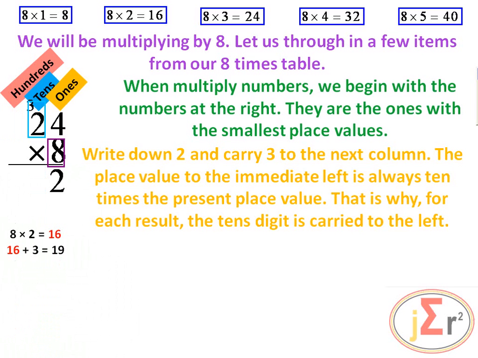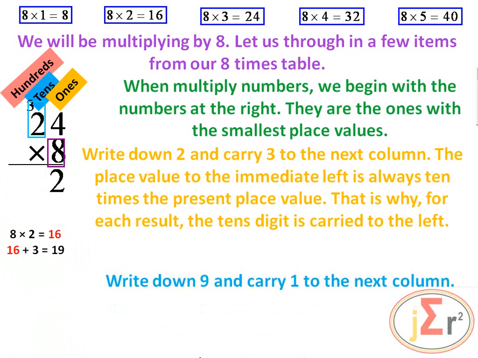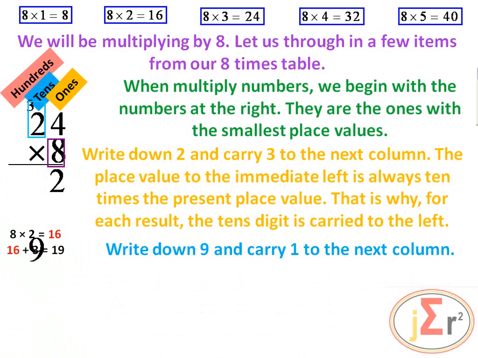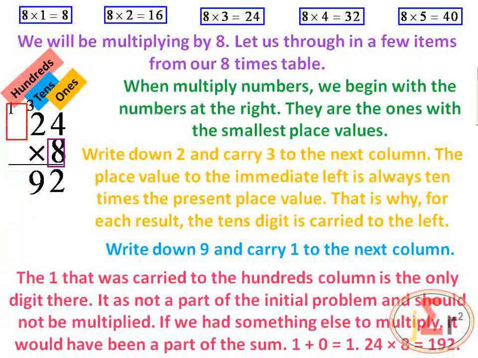Then we say 8 2s. 16. And then we say 16 plus the 3 that was carried, and we get 19. Write down 9 and carry 1 to the next column. But because there is nothing there to multiply, the 1 will be carried into the product just as it is. The 1 that was carried to the hundreds column is the only digit there. It was not a part of the initial problem and should not be multiplied.